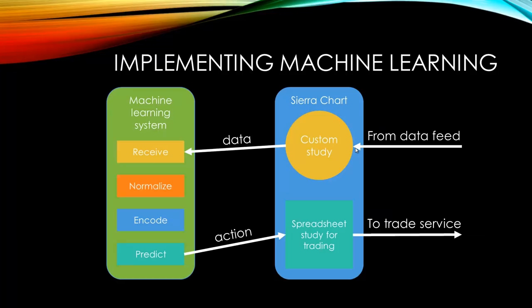Okay, where are we? All right, real quick. Now, architecturally speaking, there's three pieces involved here. There's a custom study inside Sierra Chart that I've written that gets the data I need and sends it out. Where it sends it is to a machine learning system, a server that's sitting on my computer. That system receives the data, does some work on it to prep the data for prediction, then makes a prediction, and then sends the action back.